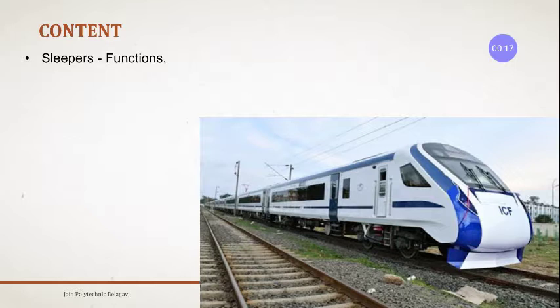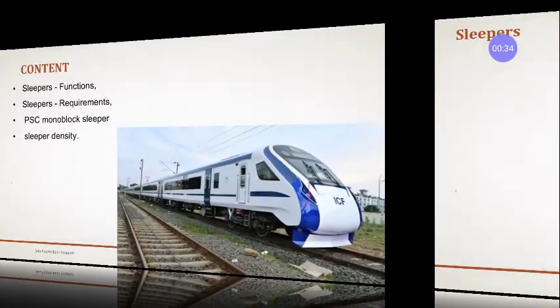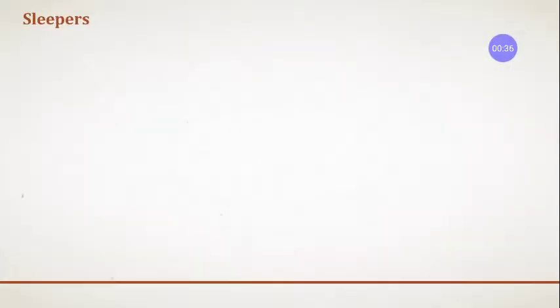Then we are going to study the types of sleepers and how the sleeper should be. We are going to study only one type of sleeper in depth. You will see types of sleepers, but we will study in depth what it is made up of, that we'll see, right? And what is sleeper density, we'll see what sleeper density is.